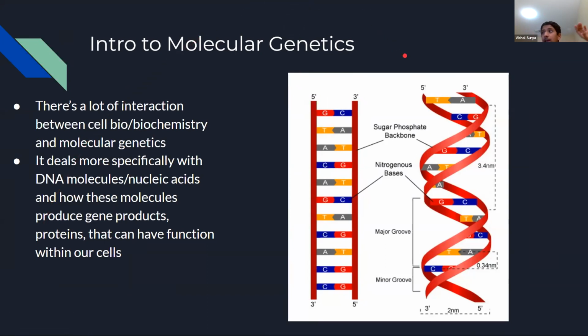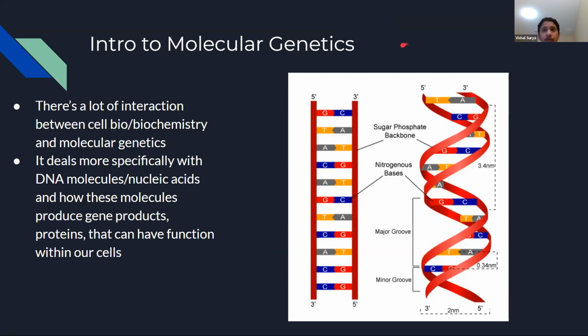In the last class, we talked about DNA, proteins, and macromolecules and how they all work together. They also work hand in hand with how we transmit our genes to offspring. That's the interplay between biology, biochemistry, and genetics. This is called molecular genetics. It deals more specifically with DNA molecules and nucleic acids and how these molecules produce the gene products and proteins that travel within our cells.